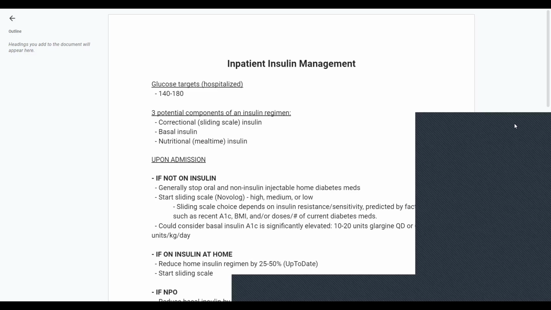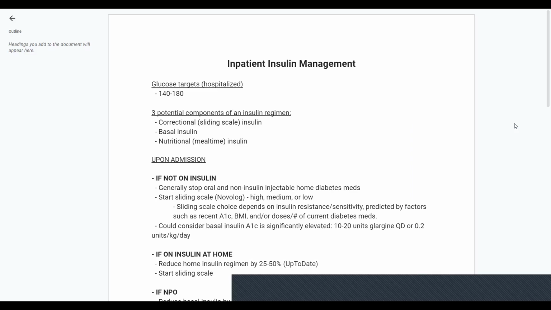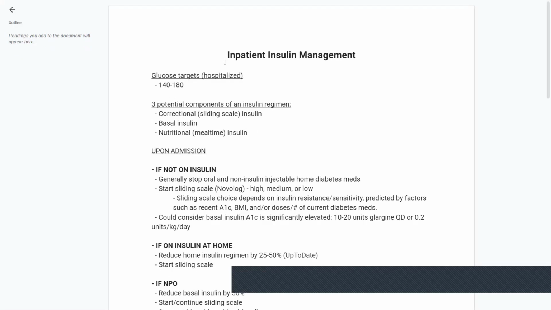Hey guys, so this video is on inpatient insulin management. I feel like this is kind of a fun thing that you can do in the hospital, and it's not super complex. I think it's a skill that interns should be able to pick up pretty quickly, and something that med students can do completely as well, and learn during their first month or two on inpatient.